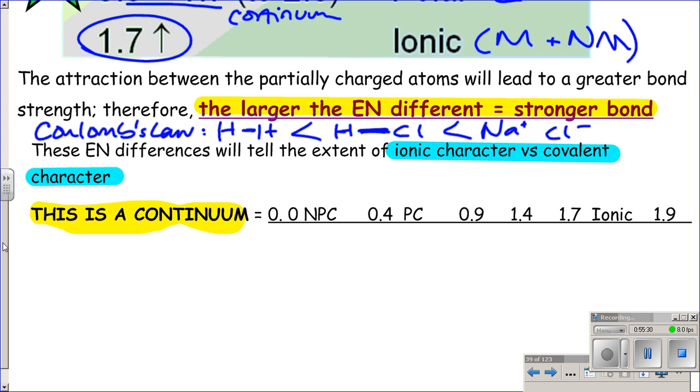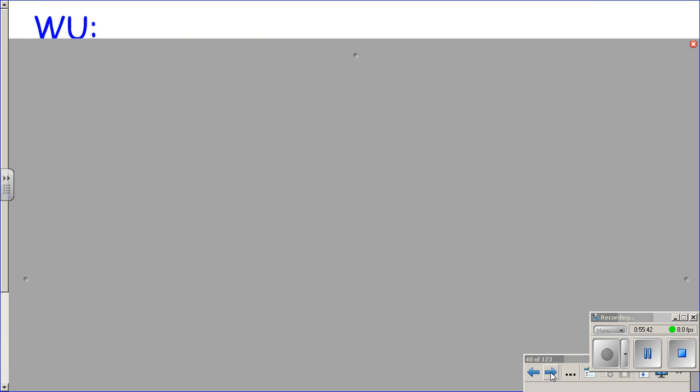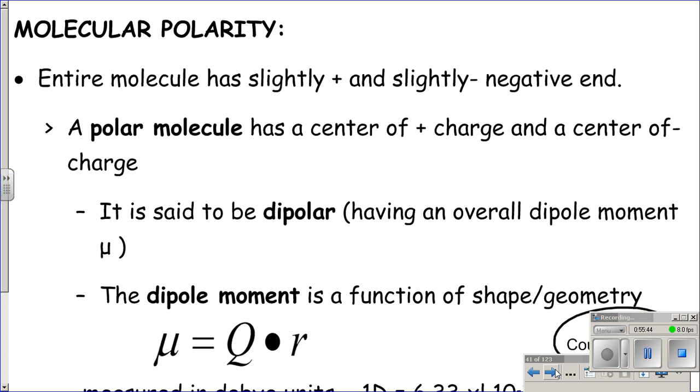So sometimes you'll have to explain something via ionic character or covalent character. That just means they're more on the ionic side of the continuum versus the covalent side of the continuum. All right, so that's just the bonds, just the little space between two atoms.